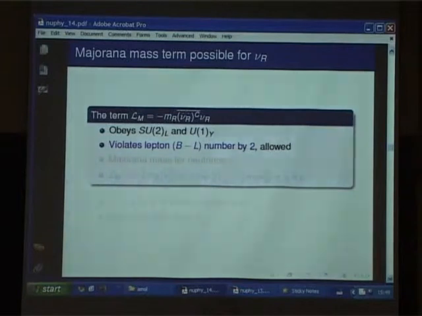It's a 4-component column vector. So you can't just write UR by itself. You have to have some bar sign, because you want a Lorentz scalar. Then you can write a row vector and a column vector. So psi bar is a row vector, psi is a column vector. You multiply them, you get a number. That's a Lorentz scalar. So you can't just write UR.